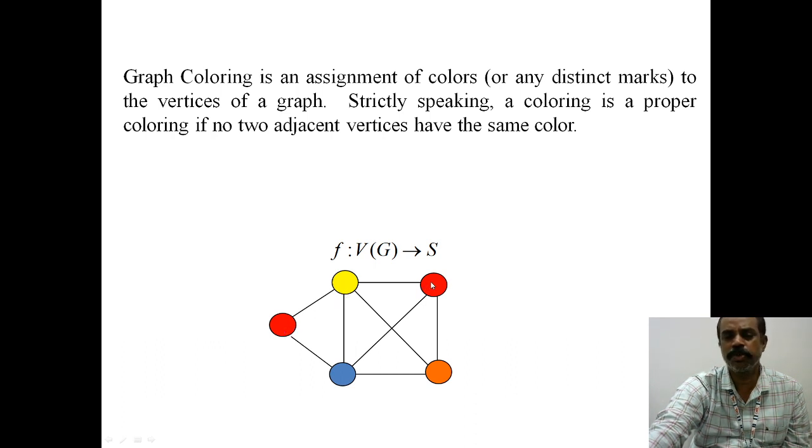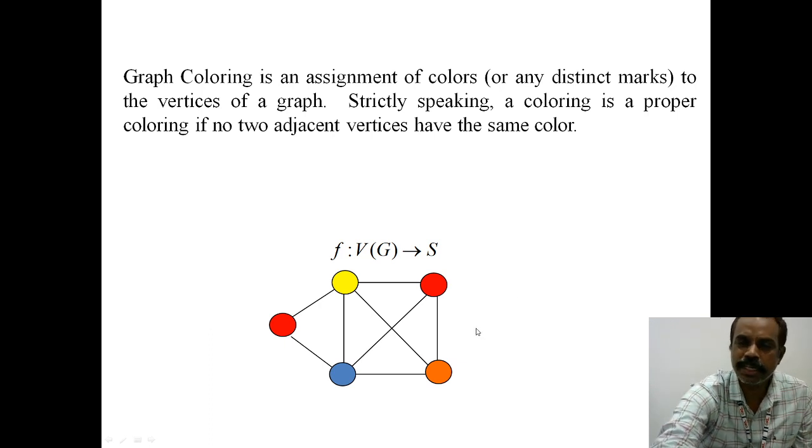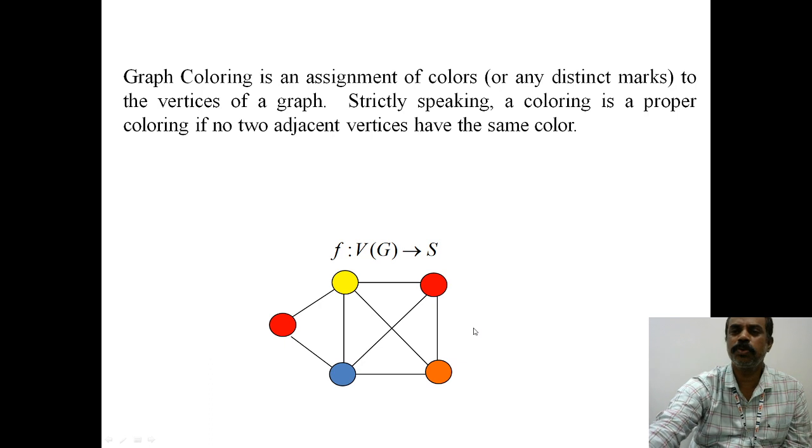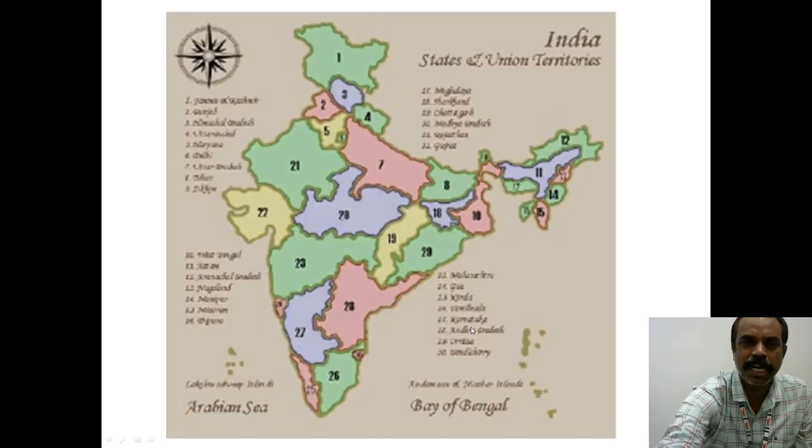Again, you can go for red because this node is not adjacent to this. This is a different color, this is a different color, and all these nodes are adjacent. So in this case, 4 colors have been used to color the vertices. This is what graph coloring is. You need to always find the minimum number of colors required to color the map or the graph.